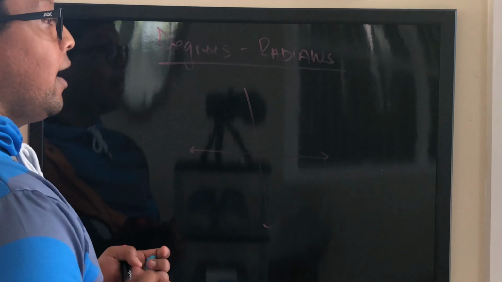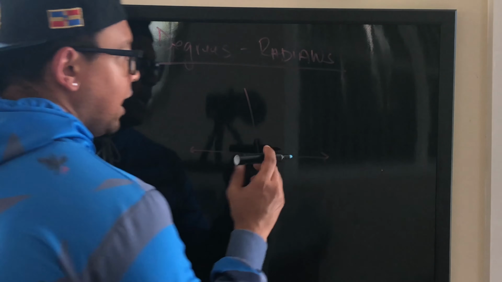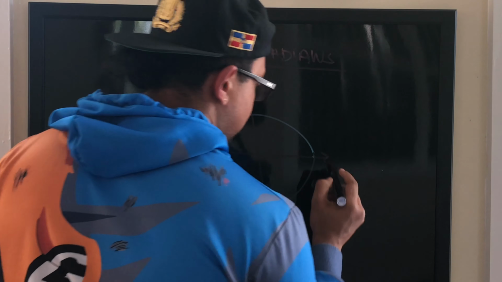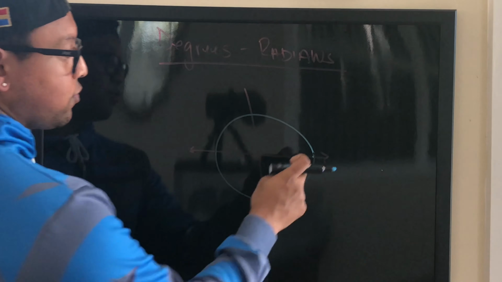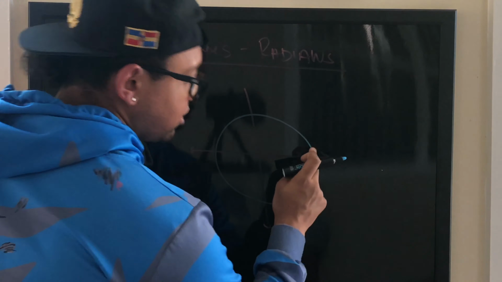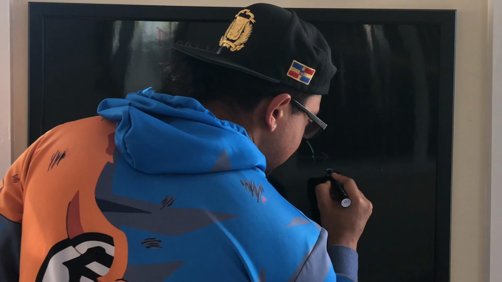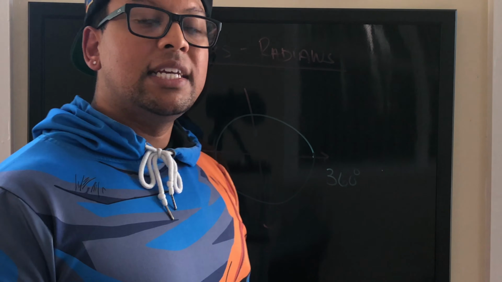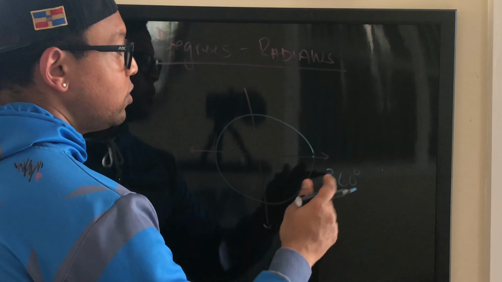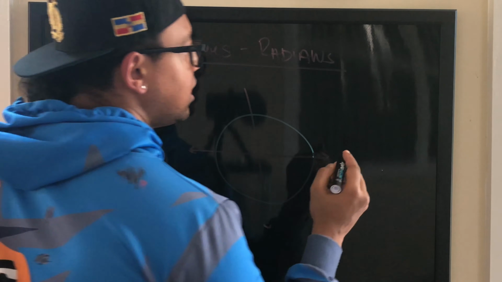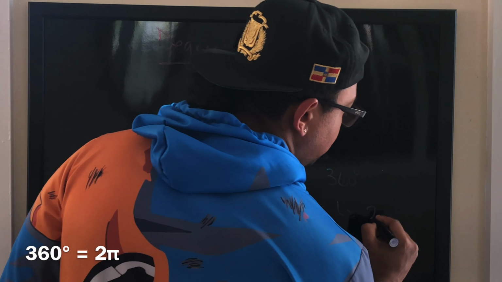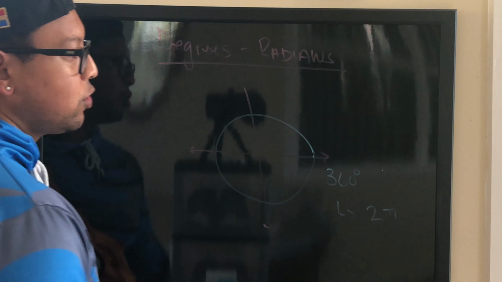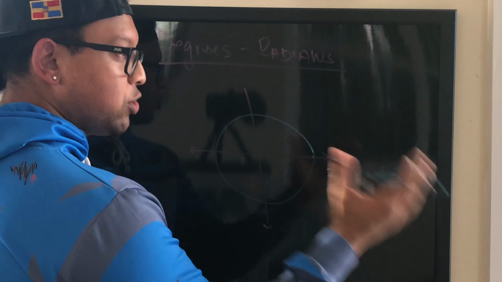Now, one full circle, an entire circle, is what? 360 degrees, right? Because from here to here is 180, from here to here is another 180, right? So that's 360 degrees, okay? But 360 degrees, when it comes to radians, is represented as 2 pi, okay? All right, so 360 is equal to 2 pi.